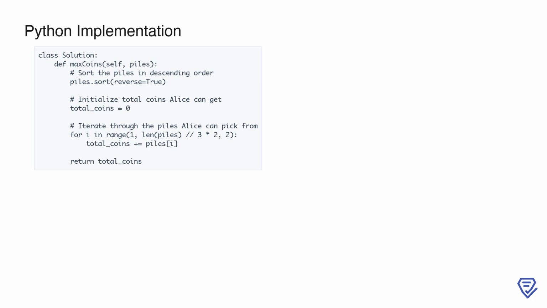For edge cases, the solution handles inputs where the size is minimal, for example 3 piles, or where all piles have identical values, as the sorting and iteration logic still correctly identifies Alice's portion. This implementation is efficient, with a time complexity of O(n log n) due to sorting and O(n) for the iteration, making it suitable for inputs up to the constraint of n equals 10 to the power of 4.